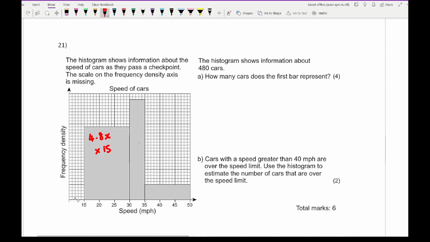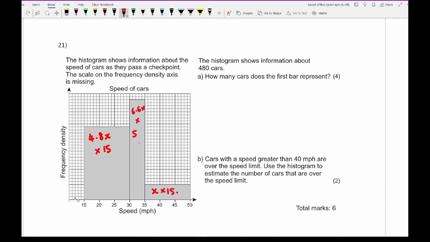Now the height of this second bar is 6.6, so it's going to be 6.6x times the width of that bar, which is 5. And then the height of this bar is 1, so that's going to be x times 15.